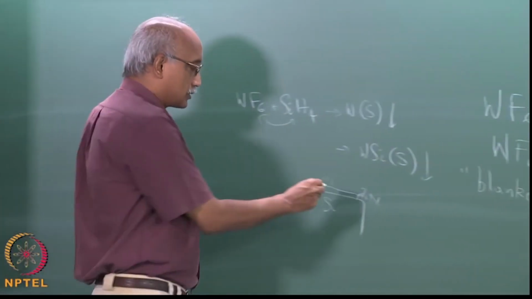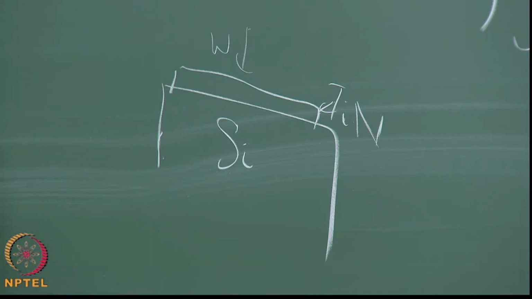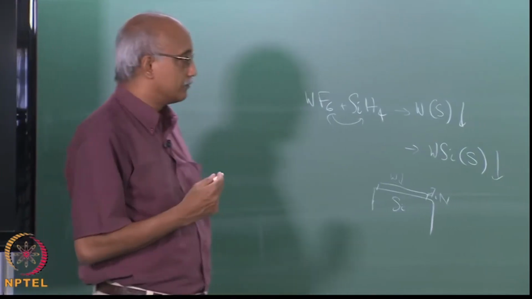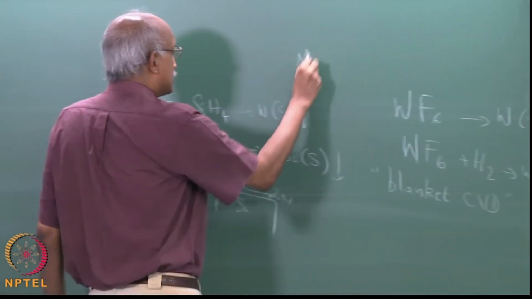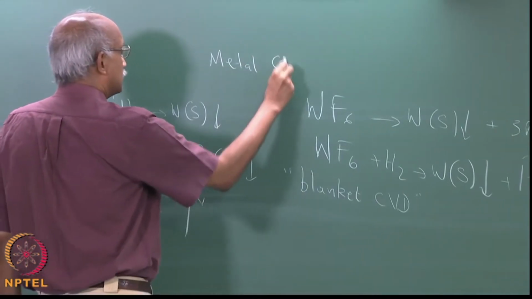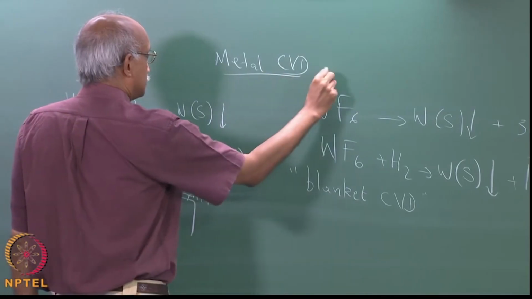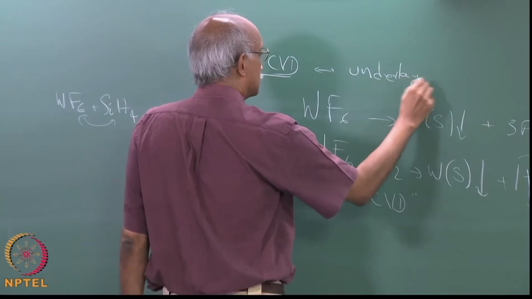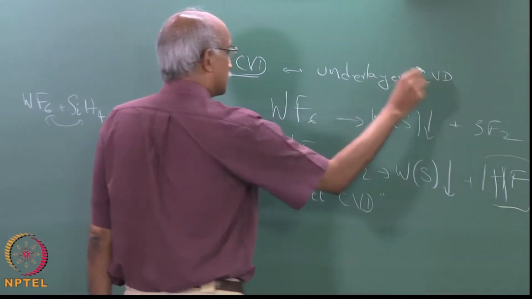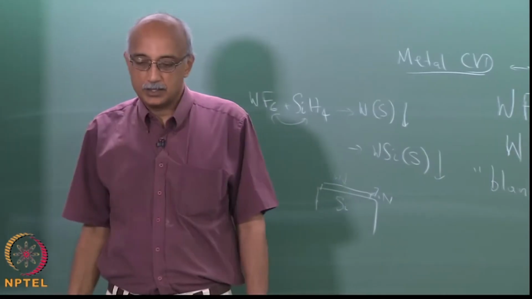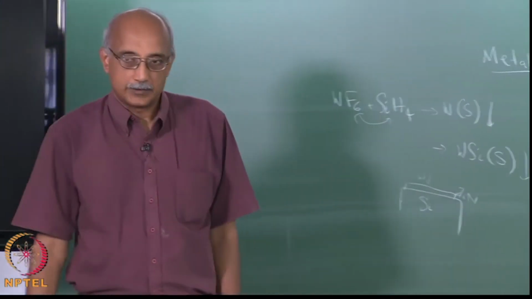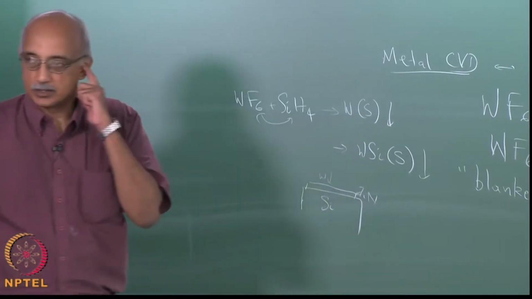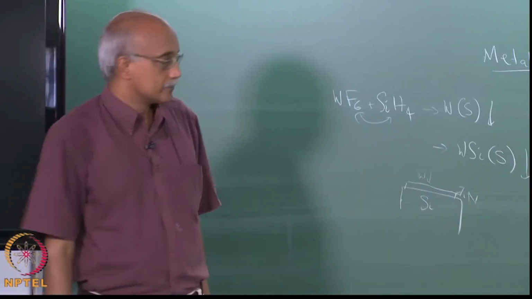But of course, how do you put down a nitride layer on the surface? That is another CVD process essentially. So, metal CVD is typically preceded by growth of an underlayer, which are typically nitrides that bond well to the silicon and also provide a good bonding surface to the tungsten.